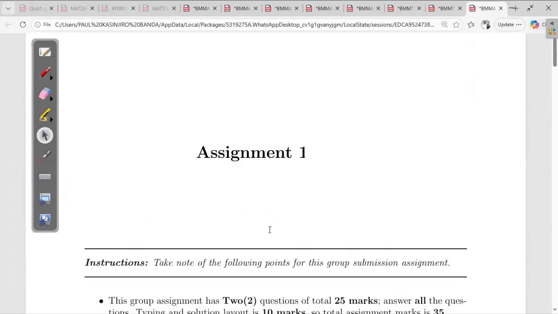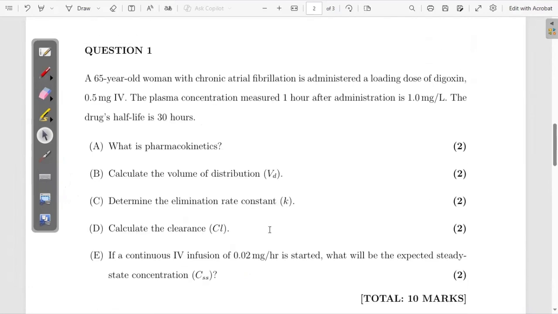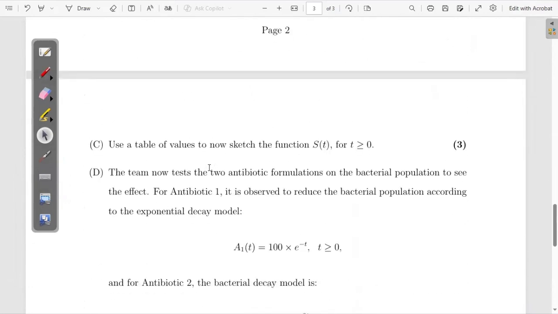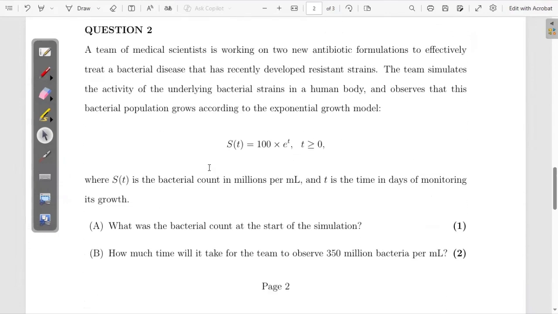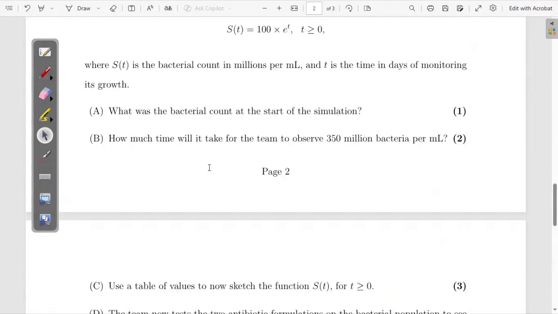So we also have this assignment 1 here. It was solved. Assignment 1 had 2 questions. There's this one on pharmacokinetics. We solved it. And then question 2 is on exponential decay and growth of bacteria. We've solved all these questions here and they are available on the website.